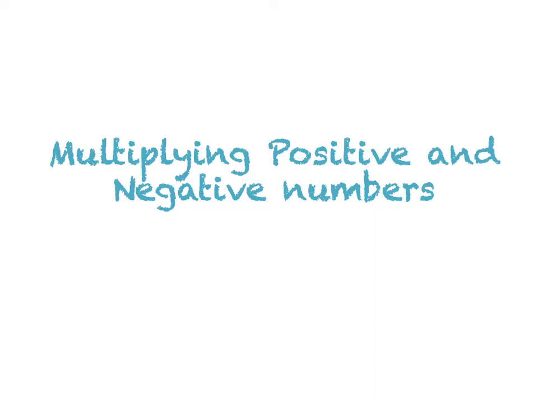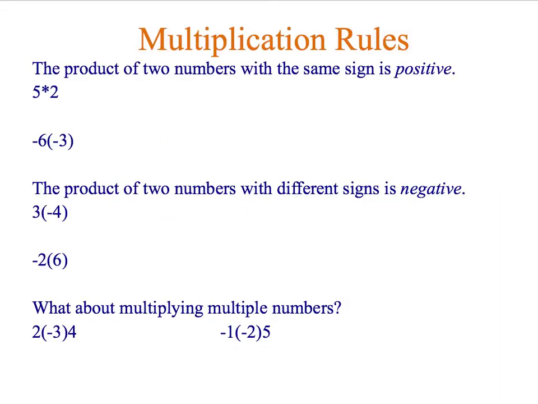This video covers multiplying positive and negative numbers. There's a couple important rules you must know before we get started. The first is that the product of two numbers with the same sign is always positive. For example, when you have 5 times 2, where both numbers are positive, you get 10. You've seen multiplication like this before.